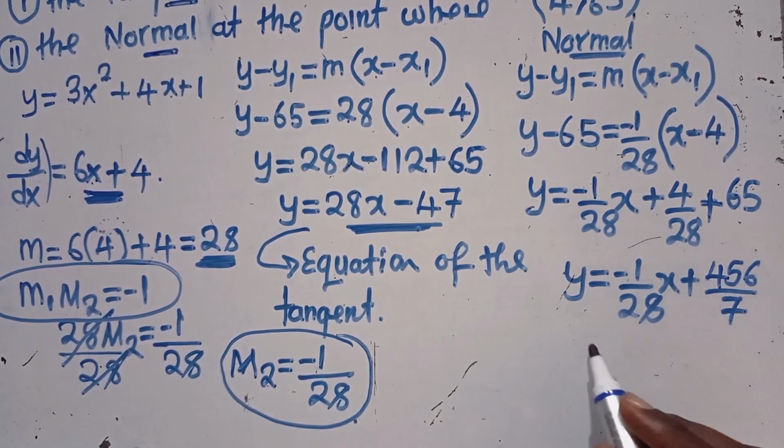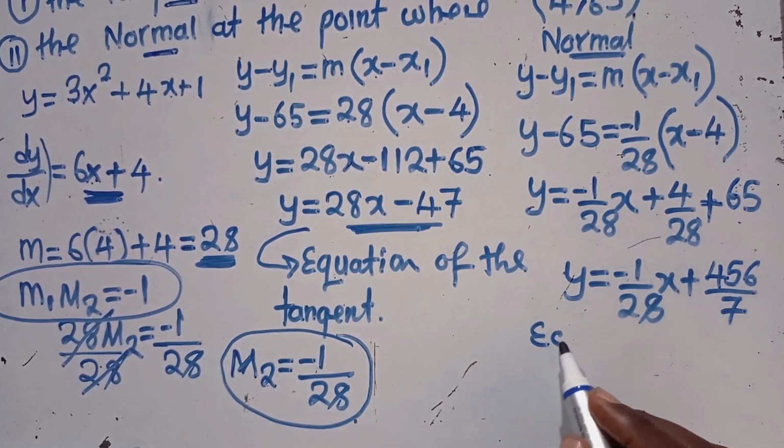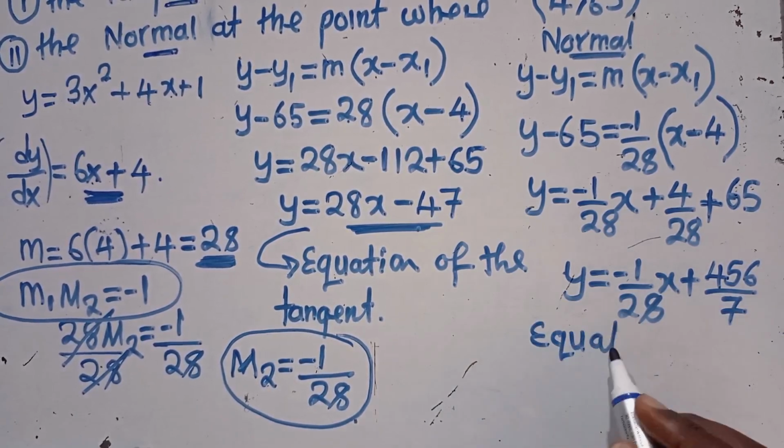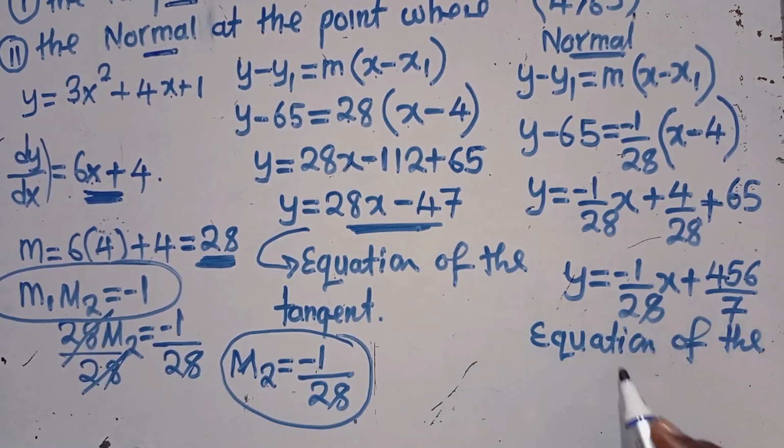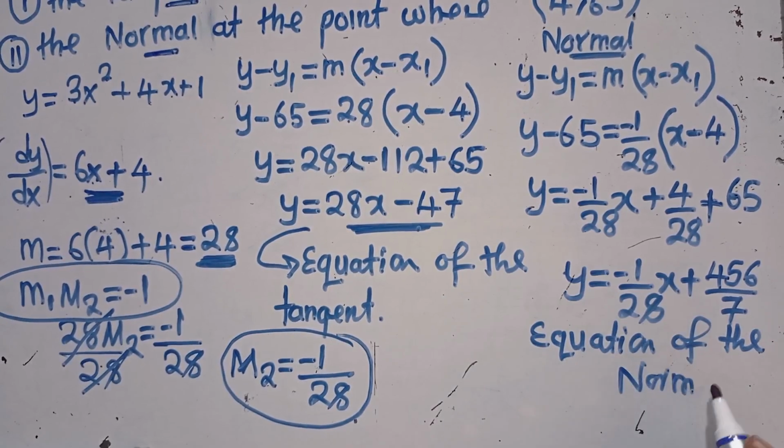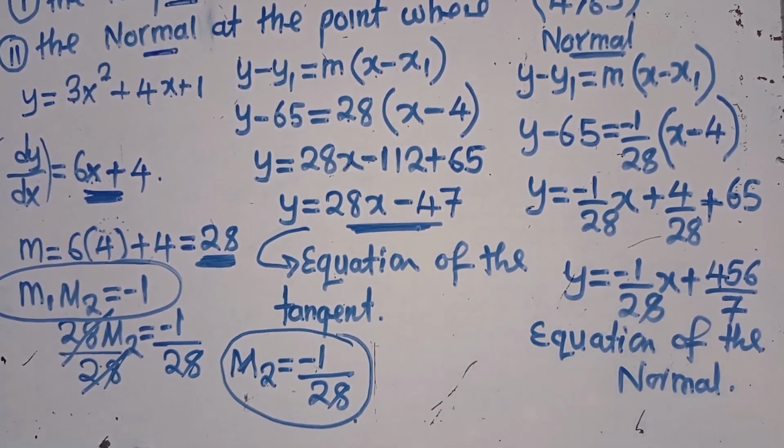So meaning that this is the equation of the what? Equation of the normal. This is how you get to find the equation of the normal. So this is the equation of the what? Equation of the normal. This is what you are supposed to know.